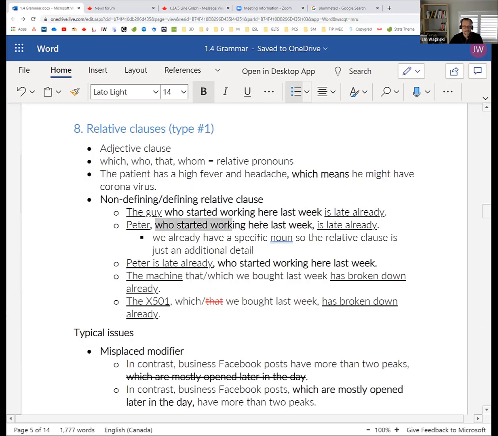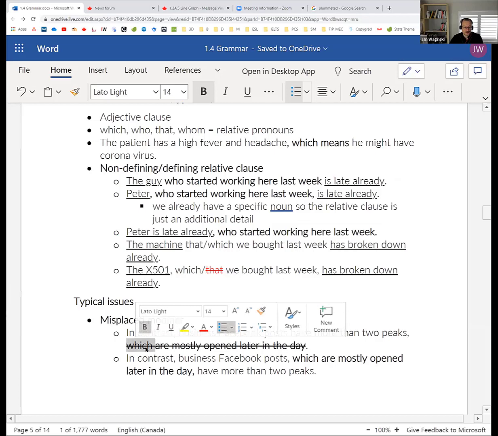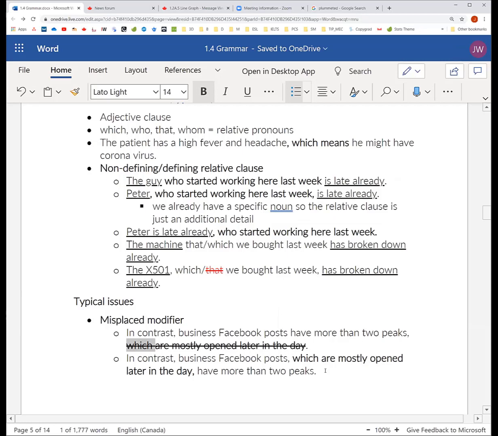But the bottom line is this just needs to go directly after the thing it's describing. So in Allah's example, this relative pronoun, "which," what does "which" refer to? "Which are mostly open to Facebook posts." Yes. So it refers to business Facebook posts. It doesn't refer to peaks.